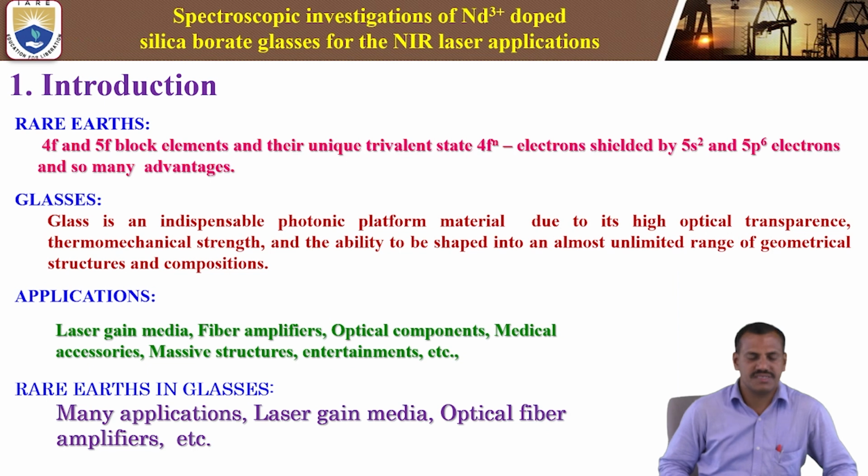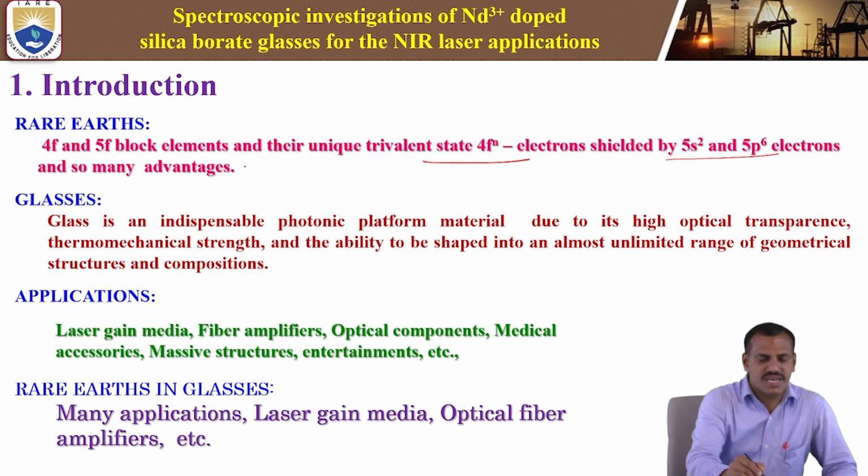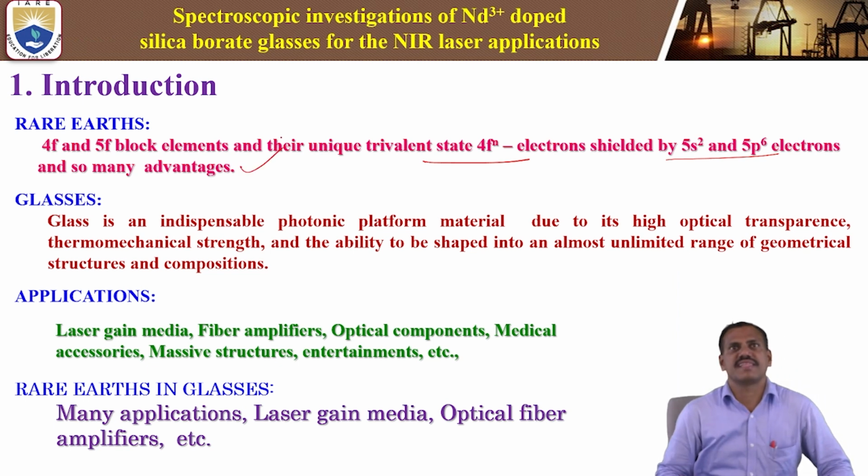Let's come to the introduction, that is the rare earth elements. The 4f and 5f block elements have a unique trivalent state with a 4f electronic configuration shielded in each and every rare earth element by the 5s2, 5p6 electrons, and there are so many advantages involved in the rare earth elements.